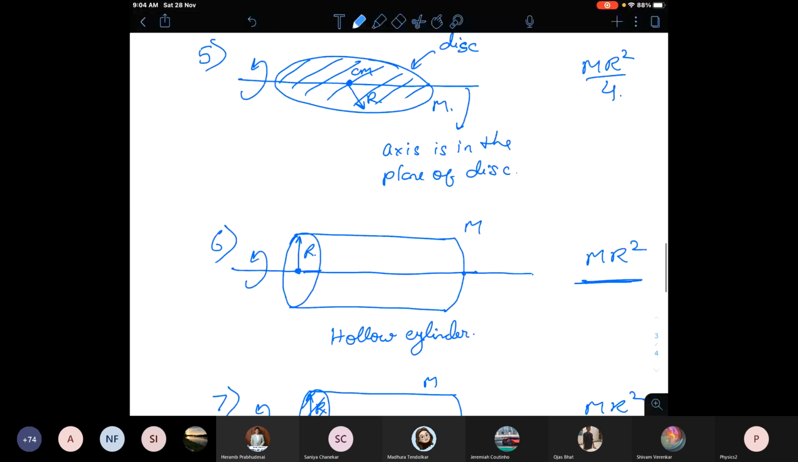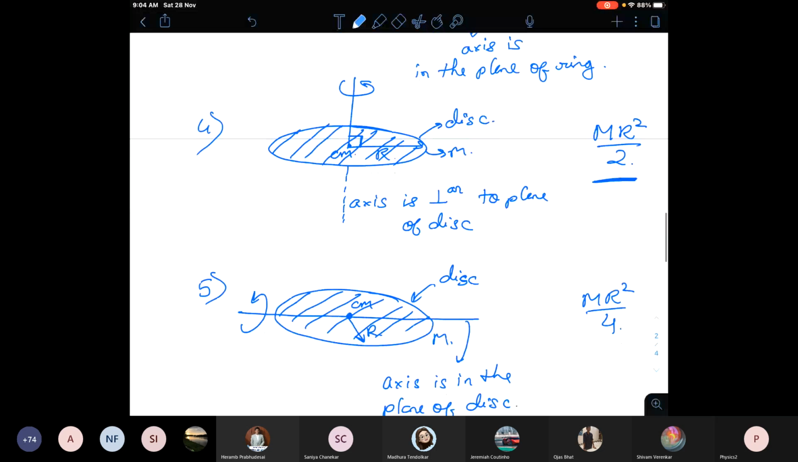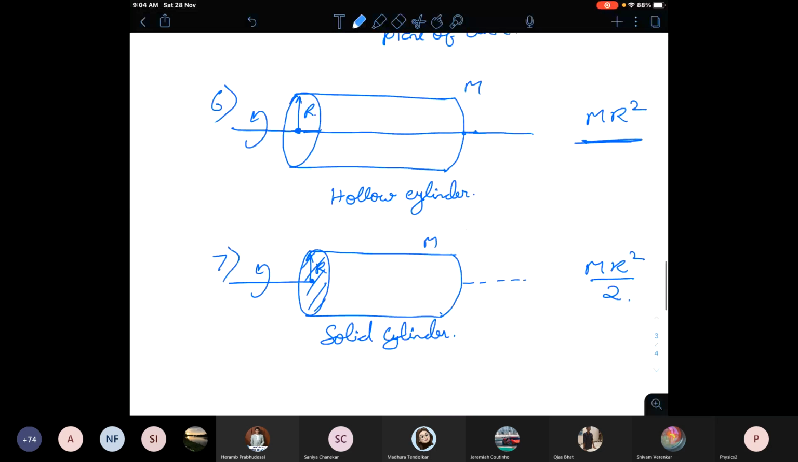Similarly for the disk, it is mr square by 2, for an axis passing through the center. And if you stack one disk over the other, it will become a cylinder, a solid cylinder. So what is the solid cylinder's moment of inertia? It is the same as the disk. So it is easier to remember.